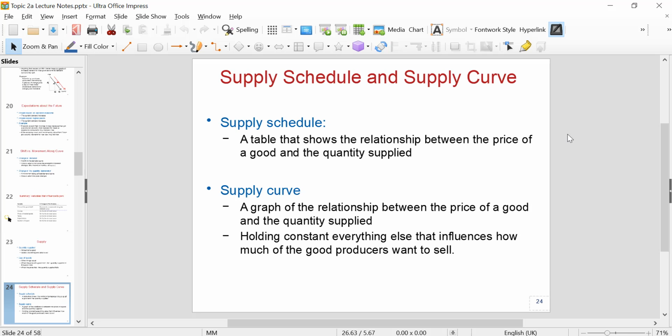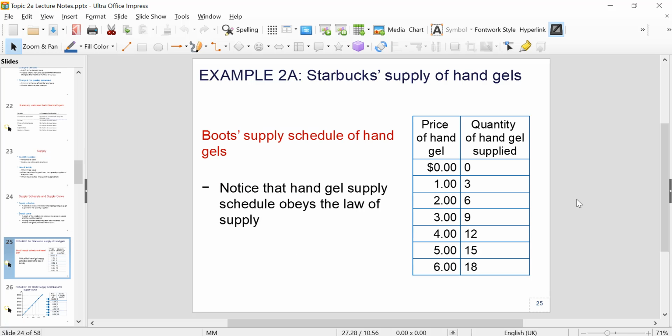A supply schedule is just like a demand schedule: a table showing the prices and quantities supplied for each price. The supply curve then graphs this table on a two-dimensional graph. The idea here is that we hold everything else constant, and then we change the prices and plot the relationship between price and quantities.